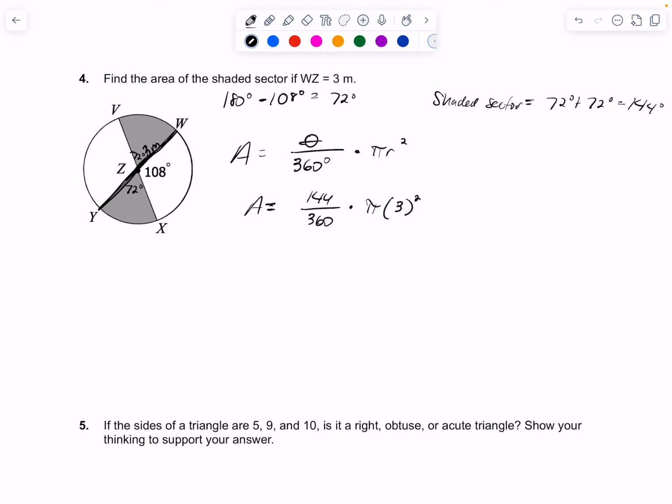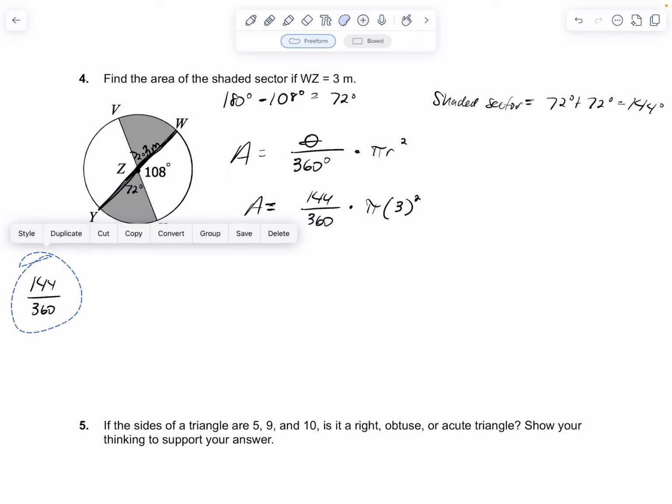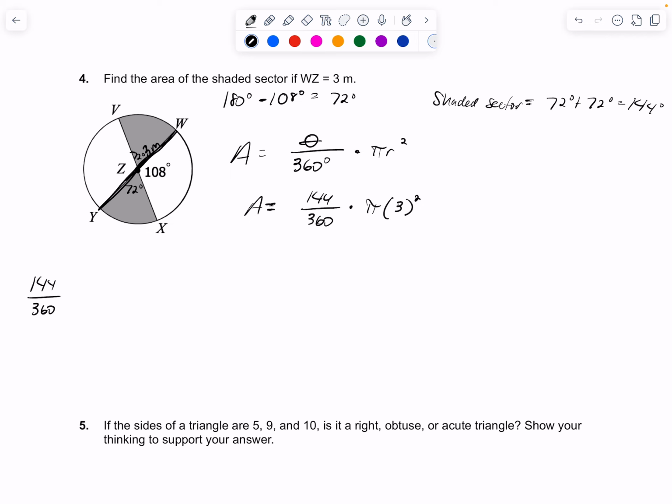Okay, so let's reduce 144 over 360. All right, I think this will take a little time. So first, let's divide by 2. That gives me 72 over 180. Divide by 2 again, I get 36 over 90. Okay, I think I can up it a little bit. Let's divide by 9. 36 divided by 9 is going to be 4. 90 divided by 9 is going to be 10, and that reduces to 2/5. So keep going. So 2/5 times 9 pi. So my area is going to be equal to 18 pi over 5, and my units are going to be square meters.